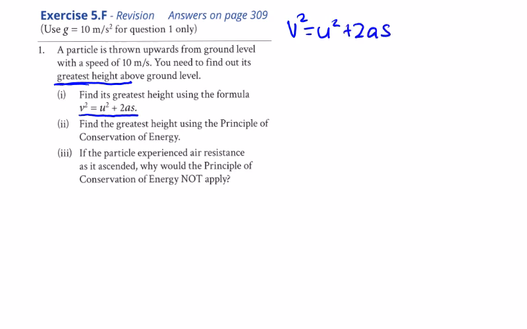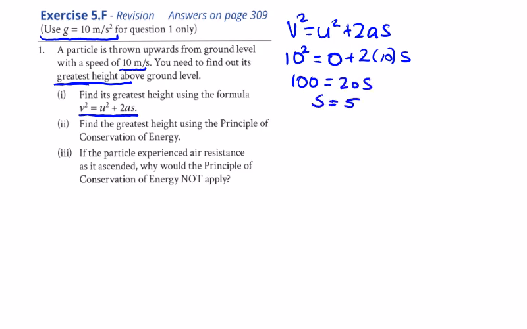So we have its speed. We can say that the speed is 10. It's thrown from ground level, it has to start at 0. Plus 2, and it's telling us to take gravity. Does it say take gravity? It does, yeah. Use gravity is 10 in this question for some reason. 2 by 10, because you guys can't use 9.8. Seems ridiculous, but 100 is equal to 20s. So the greatest height is equal to 5 meters.